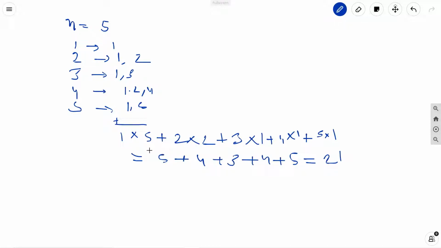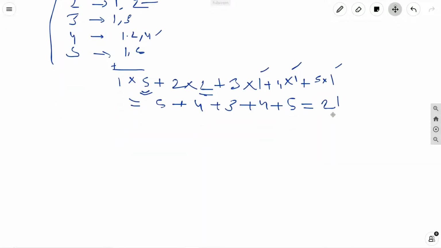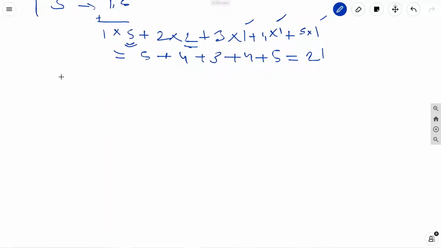Now this 5 here is the number of numbers for which 1 is a divisor. And for 2, it is coming in 2 numbers, 2 and 4, so it is a divisor for 2 numbers. And similarly for 3, 4, 5, they are divisors of 1 number each. So instead of calculating for every number its divisors and summing them, we can do it like this. For 1, we see how many numbers have 1 as a divisor.